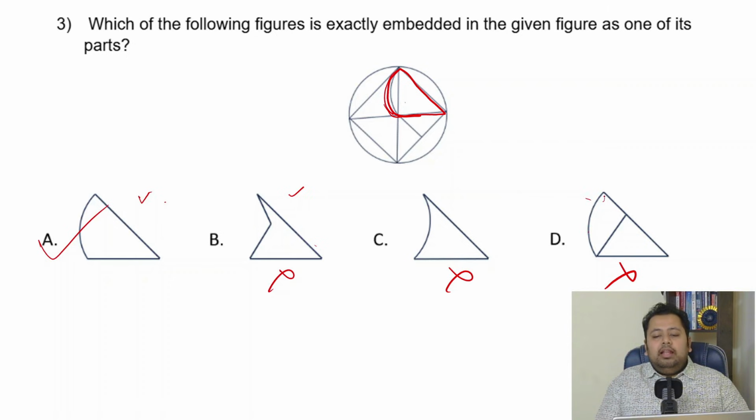This one is also like this. If it would have been given something like this, then that was exactly embedded, right? So this is not there. So that is why option number A is the correct answer.